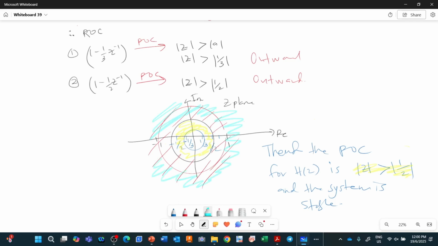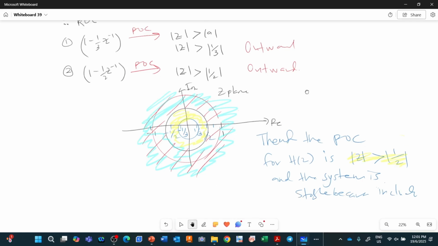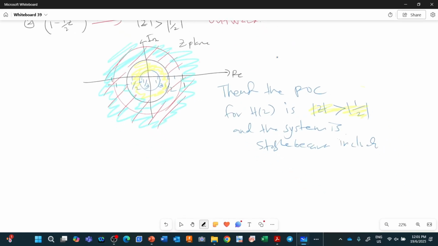And because it covers the unit circle, your statement can be that the system is stable because it includes the unit circle. That will be the statement. So it means stable. Why not stable? Why?